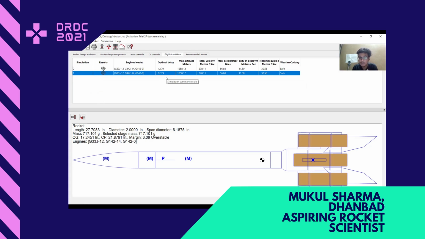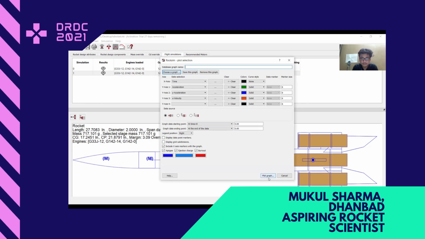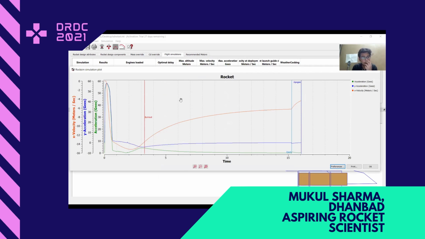This is quite shocking. I was really shocked when I saw this. So I don't really know which way I should believe. Should I believe Rocksim or should I believe OpenRocket? It says that the apogee is 1858 meters, and the maximum acceleration in G's is 56.88. You can see it here, and let's plot it. Velocity acceleration graph. So this is what it looks like.